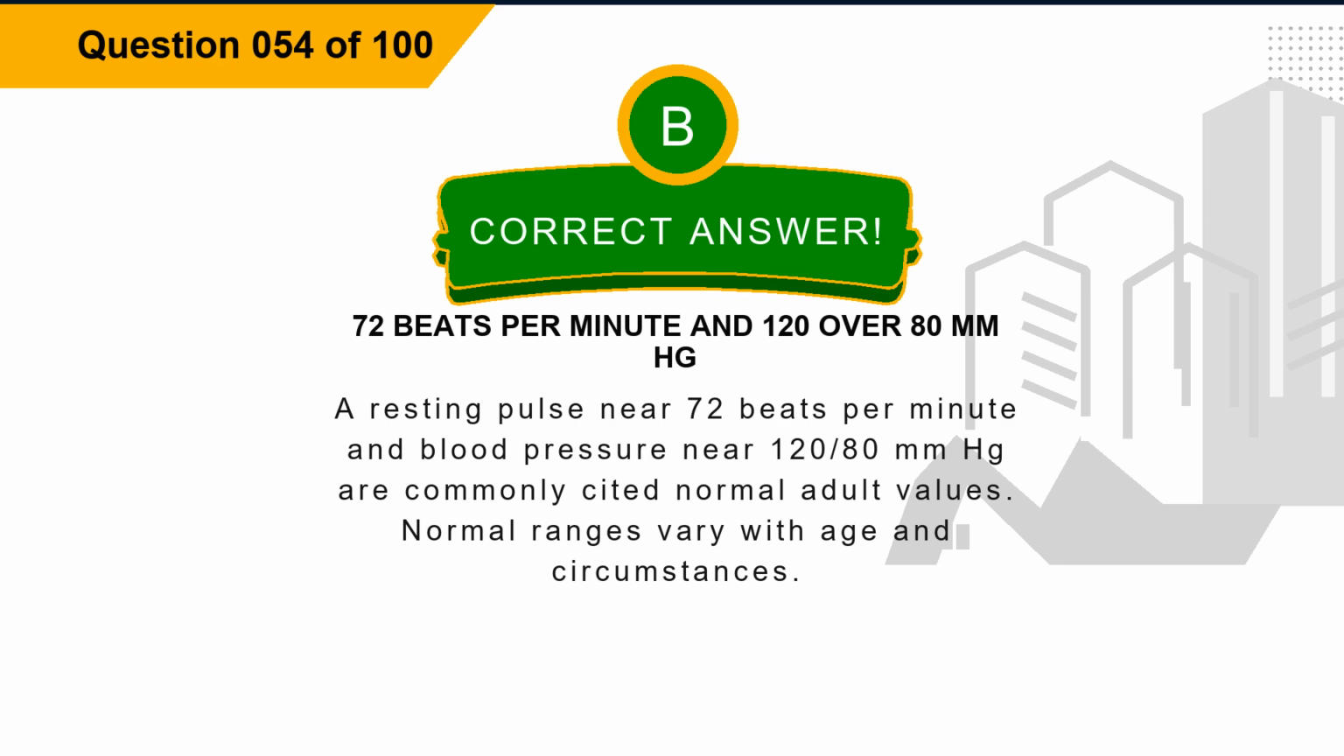Explanation. A resting pulse near 72 beats per minute and blood pressure near 120/80 mm Hg are commonly cited normal adult values. Normal ranges vary with age and circumstances.